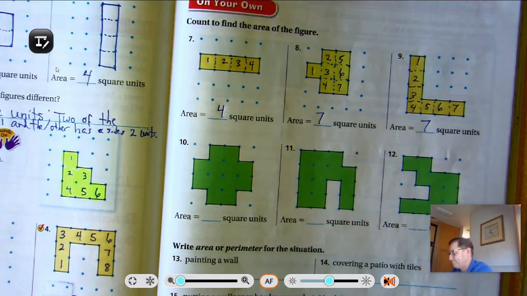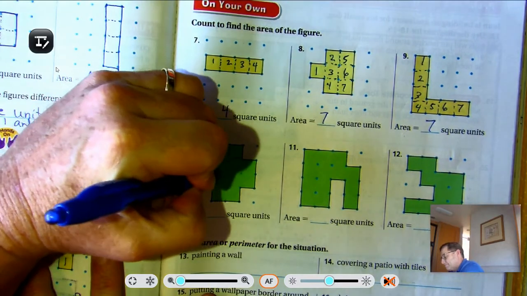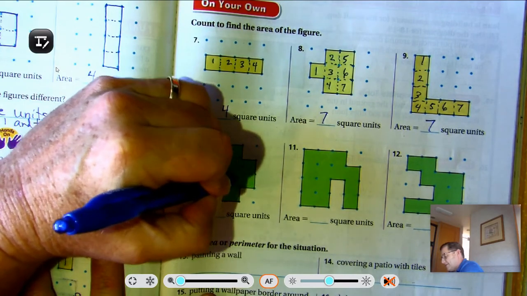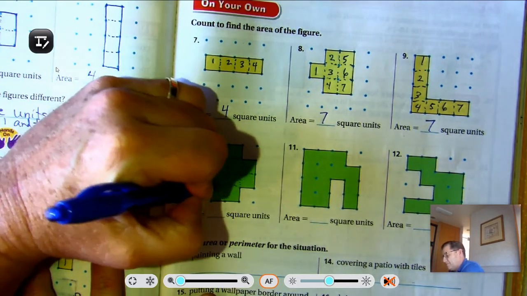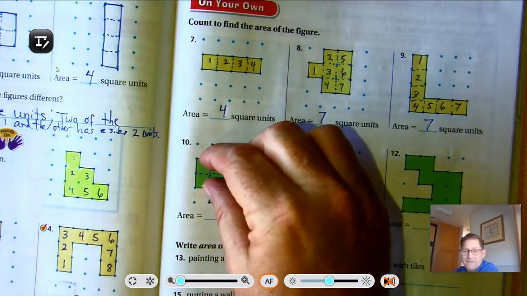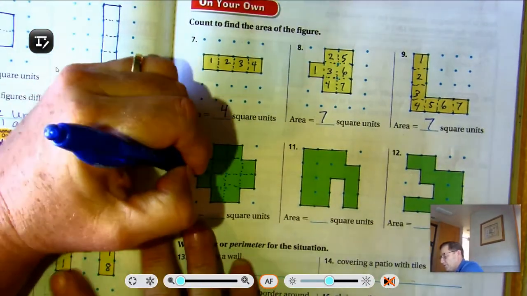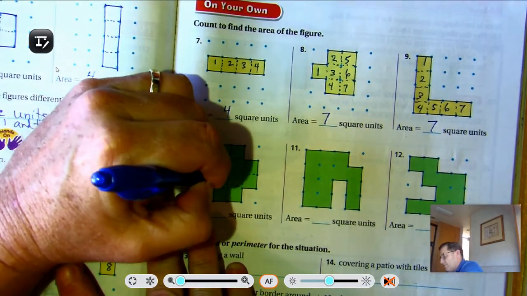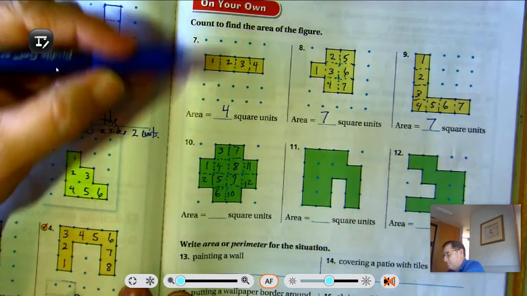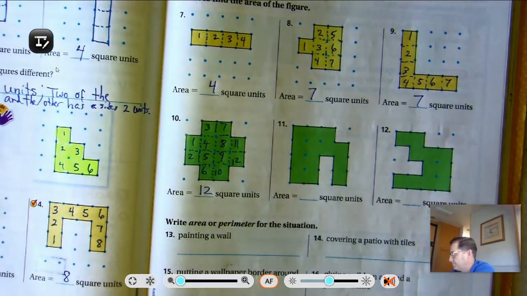Number 10. Again, you don't have to put these dashed lines in. If you can visually see the breaks, like this one, it didn't have the dash line, but it was 2 square units. It's not 1. So square units: 1, 2, 3, 4, 5, 6, 7, 8, 9, 10, 11, 12. 12 square units.